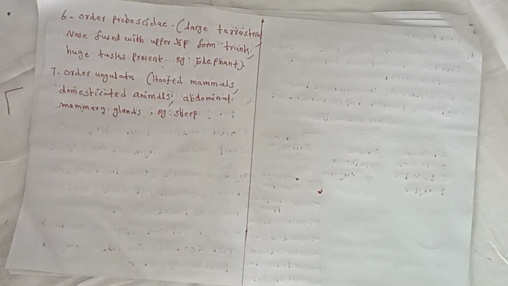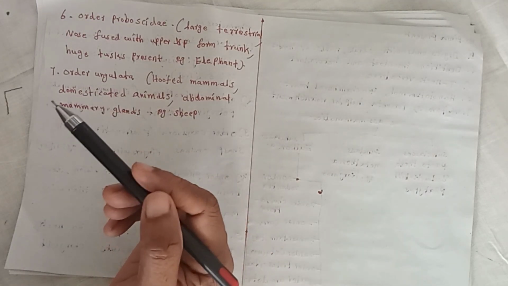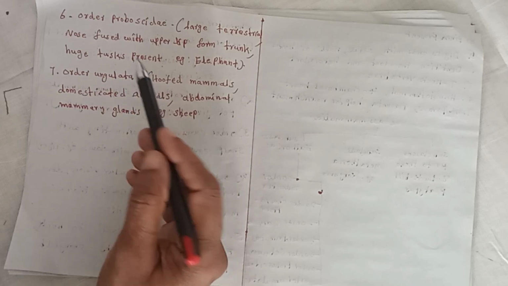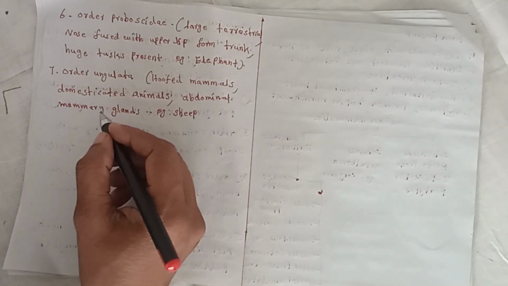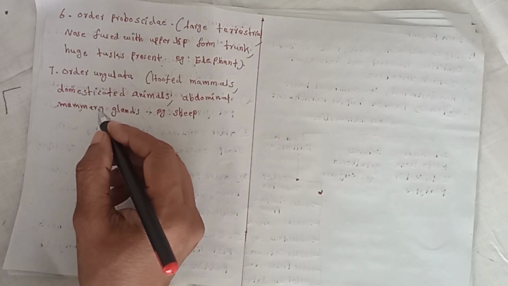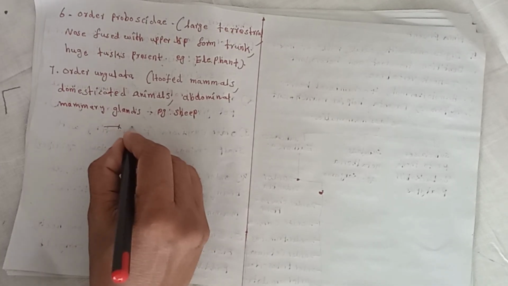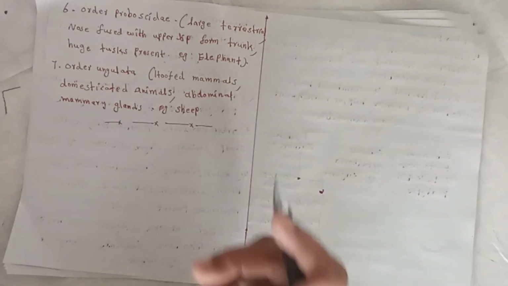Now we have covered all seven orders under the subclass Eutheria: Rodentia, Chiroptera, Carnivora, Primates, Cetacea, Proboscida and Ungulata. Now we have completed the classification of phylum Chordata. We discussed the main features of phylum Chordata.